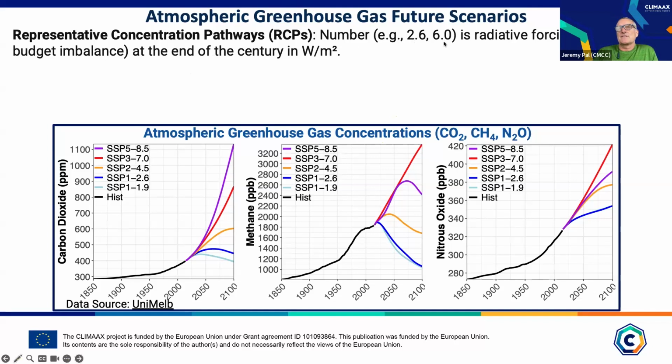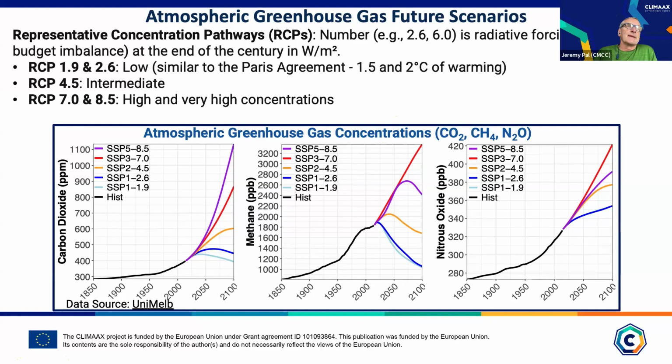They have 2.6, 6.0, 8.5, and so on. And that number actually represents the radiative forcing at the end of the century in watts per meter squared. It's not really important to understand the physics there, but it's basically a representation of the energy imbalance associated with the greenhouse gases being present in the atmosphere. So it's the extra warming or the extra energy that the greenhouse gases provide.